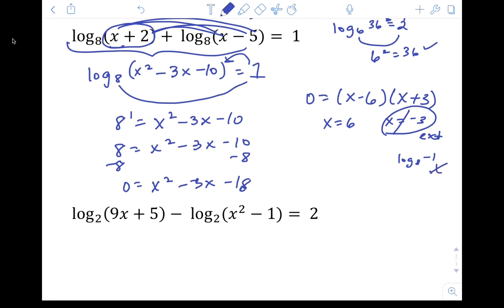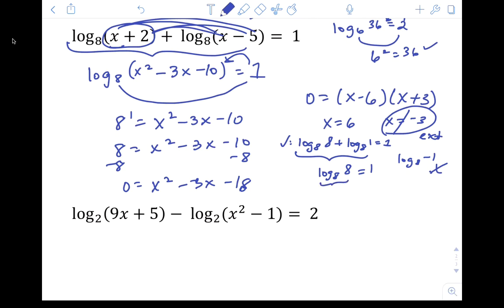Let's see if 6 works. Log base 8 of 6 plus 2 is 8, plus log base 8 of 6 minus 5 is 1. Is supposed to equal 1. If I condense those, log base 8 of, condensing through multiplication, 8 times 1 is just 8. So then the question is, is log base 8 of 8 equal to 1?